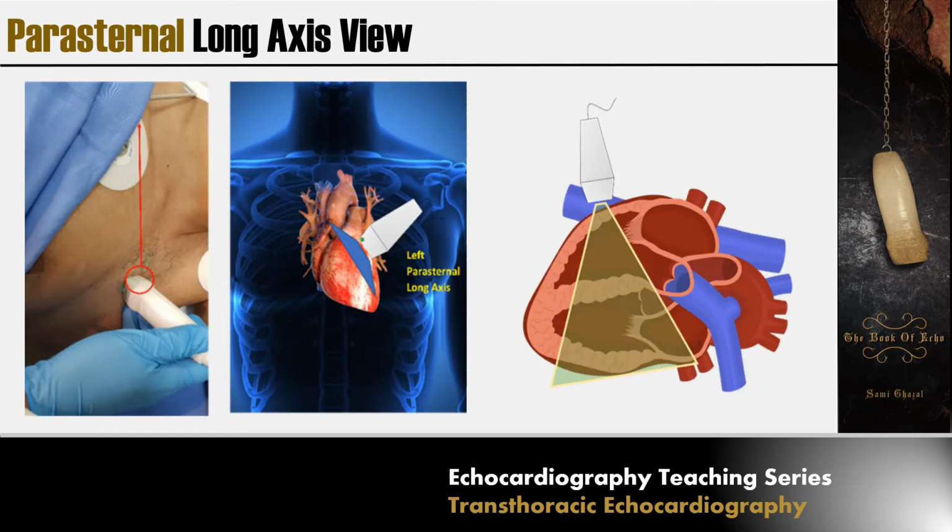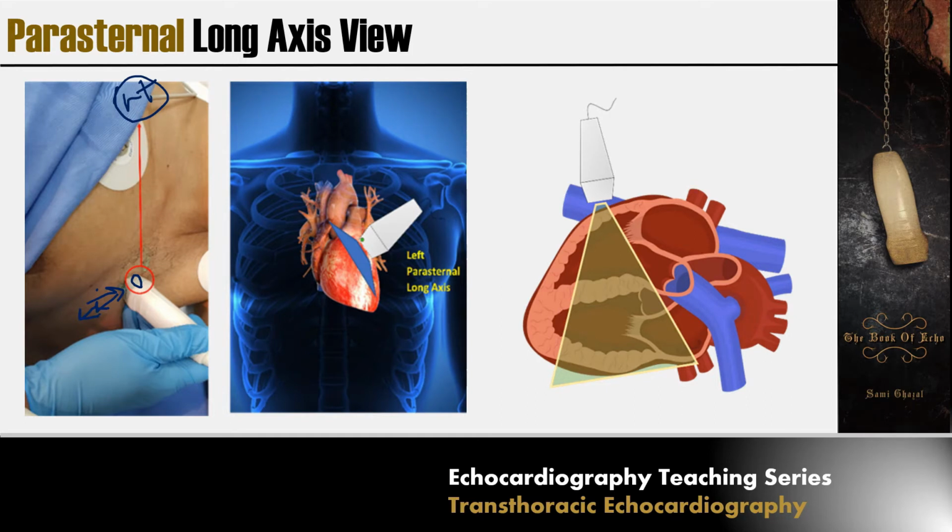The first view to obtain is the left parasternal long axis view, and it is obtained by placing the probe in the left parasternal area, the second intercostal space as a starting point, and having this index mark pointing toward the patient's right shoulder here. And if no image is obtained, the probe can be slid 1 space down. Again, if there is still no image, you can slide it further down.